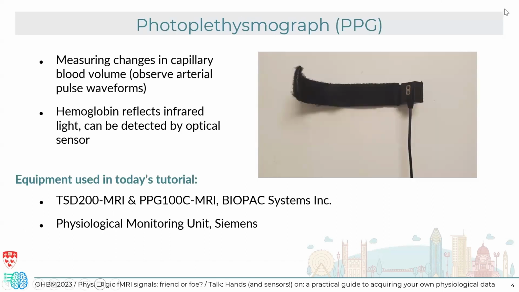To start with, you've already heard quite a lot about the different ways to measure cardiac signals from the previous presenter, Dr. Molly Wright. I'm going to be talking about PPG specifically today, or photoplethysmography, for the main reason that it's easier to acquire in the scanner than ECG. It tends to be less susceptible to MR-related artifact. The basic principle of this sensor is that we're using infrared light to measure changes in blood volume that correspond to the reflection of that light by hemoglobin. I'm going to be using some BIOPAC equipment in today's tutorial. I'll also briefly talk about scanner built-in options available for PPG.